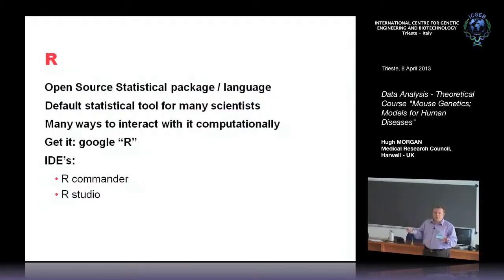And importantly, particularly for me, there are very many ways to interact with it computationally. So in the first instance, and in the examples here, I'll show you how to do one analysis. The point is, with R, it's very easy to scale that up to doing the same thing 1,000,000 times and keeping the result. And I find this very, very important.